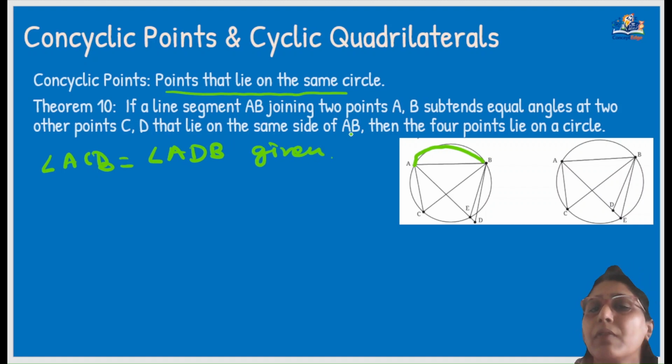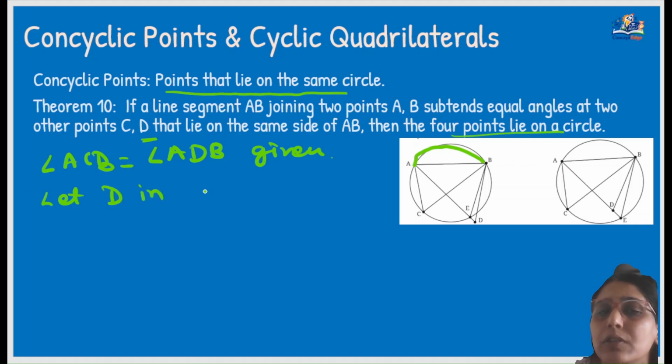And we have to prove that this fourth point D is on the circle, meaning they are concyclic points. Now, we prove this theorem by contradiction. Contradiction is what? We'll assume that D is not on the circle. So let D not be on the circle.